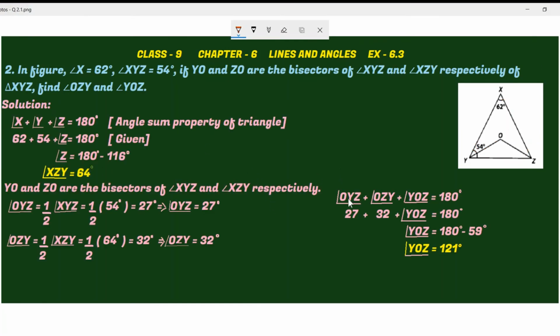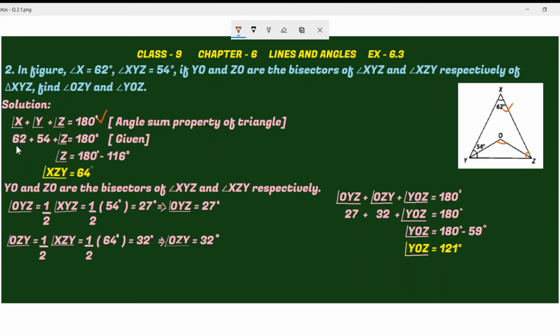Solution. First, we have to find this whole angle and this angle. If we want to find this angle, what will we do? We will use the angle sum property of a triangle, because they have given two angles of XYZ and we have to find the third angle. What is the angle sum property? Angle X plus angle Y plus angle Z is equal to 180 degrees. I have written that here.